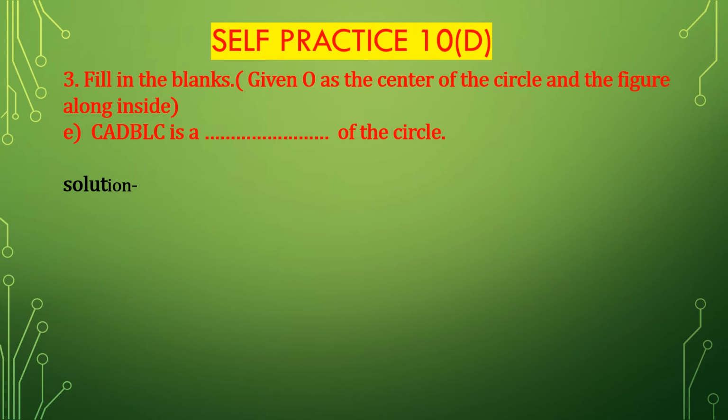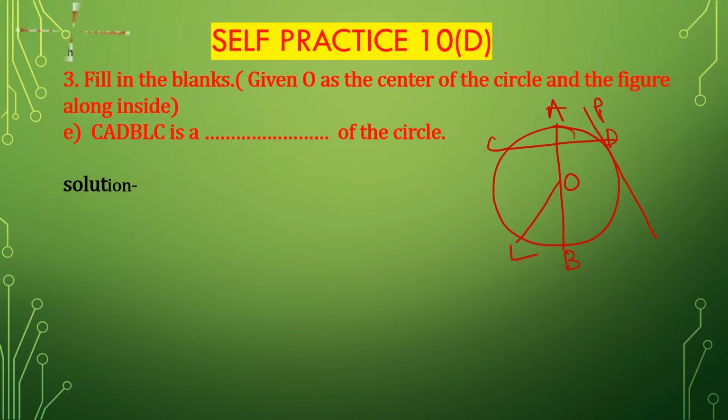Now E bit. CADBLC is a dash of the circle. First draw the given figure. This is a circle and this figure is given. This is A, B, center O, OL, and this is C, D, and this is P and Q.